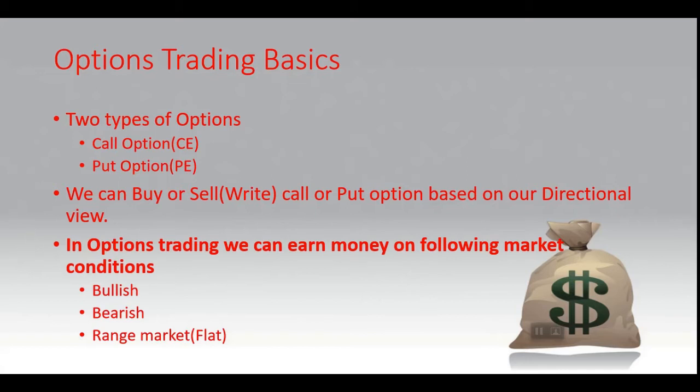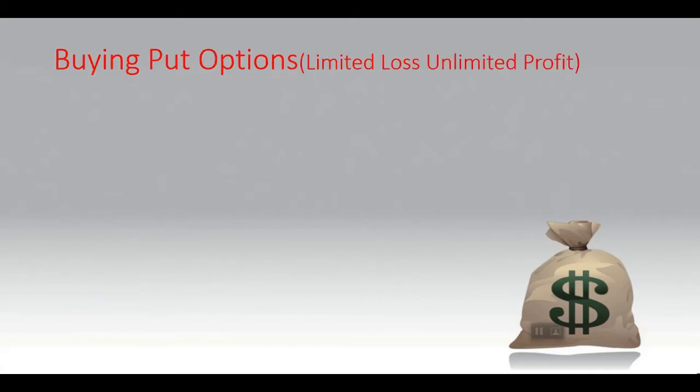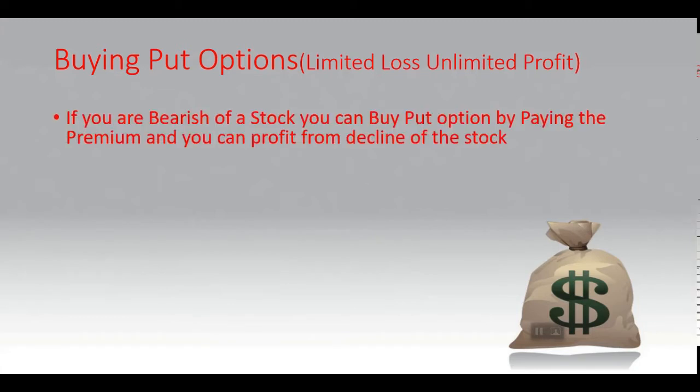We cannot earn directly through equity or futures if the market trends in a range. Buying a put option is a limited loss and unlimited profit strategy. Whenever you buy an option, it comes with a limited loss, but it comes with unlimited profit as well. If you are bearish on a stock, you can buy a put option by paying a premium, and you can profit from the decline of the stock.